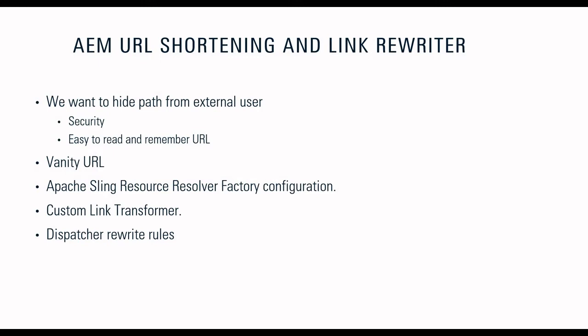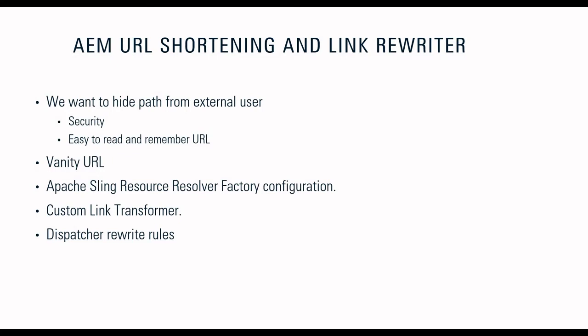So there are multiple ways we can achieve it in AEM. For example, we can create vanity URLs within our page properties. Sling also provides the Apache Sling Resource Resolver factory configuration, where you can define URL mapping, like what will be the source path, what will be the target path, etc. For internal page references also, we can write our own custom link transformer, which I'm going to cover. And on top of that, on the web server itself, we can write rewrite rules.